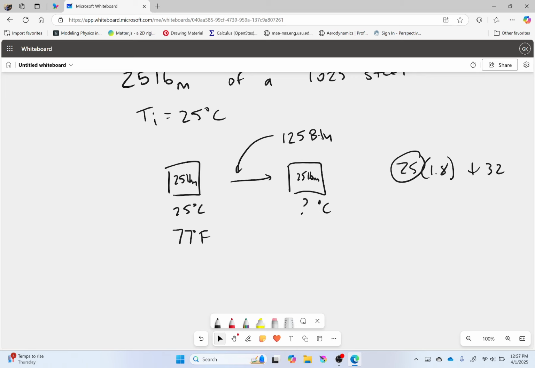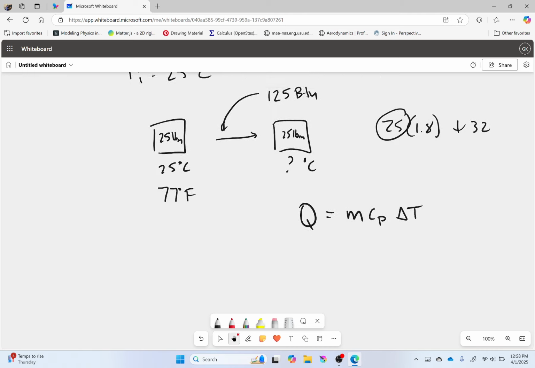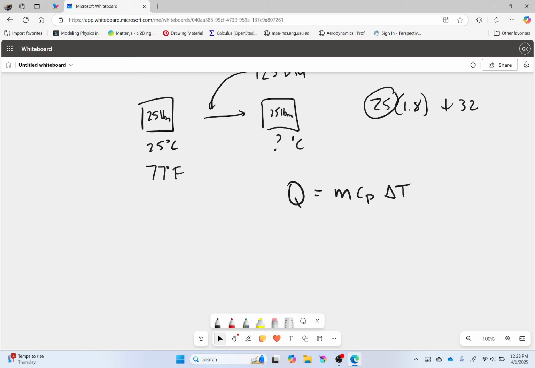So with that being said, let's jump in here and do the rest of the problem. So if I'm adding in heat, there's an equation we can use for that. So delta Q, or I'm just going to use Q in this case, is equal to mCp delta T. So right off the bat, that's not that hard to do. We just have a little bit of rearrangement and we can get our answer. So delta T is going to be equal to Q over M times Cp.